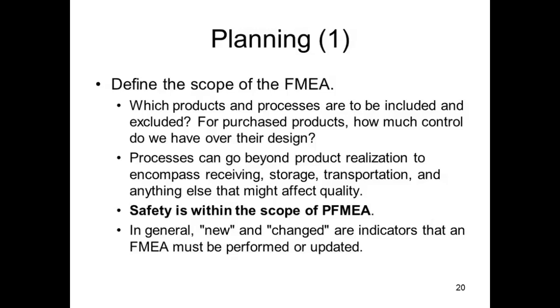Safety is within the scope of process failure mode and effects analysis. There is actually a separate category for occupational health and safety in the severity ratings. Usually anything relating to occupational health and safety is going to be a 9 or 10 severity on the 1 to 10 scale, with 10 being the most serious possible. In general, any time you see the words new or changed, that shows that FMEA must be performed or updated, because any change is a source of risk.